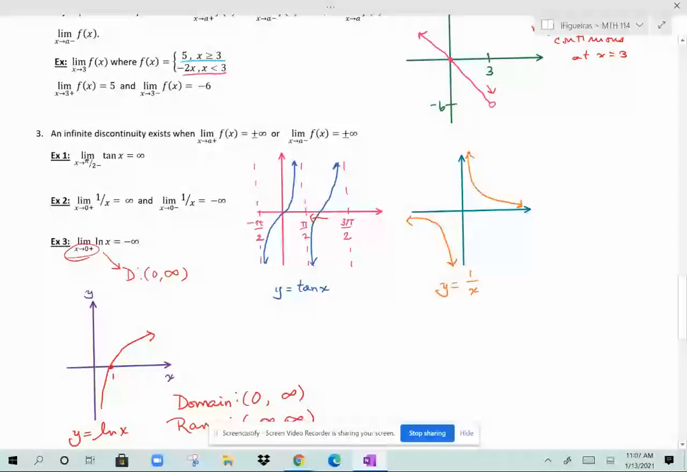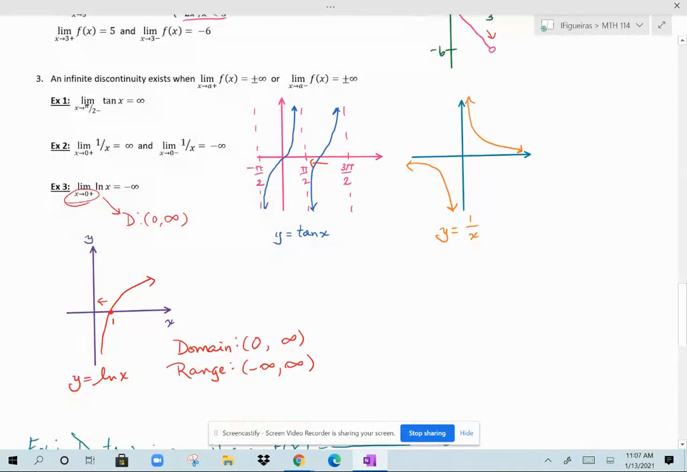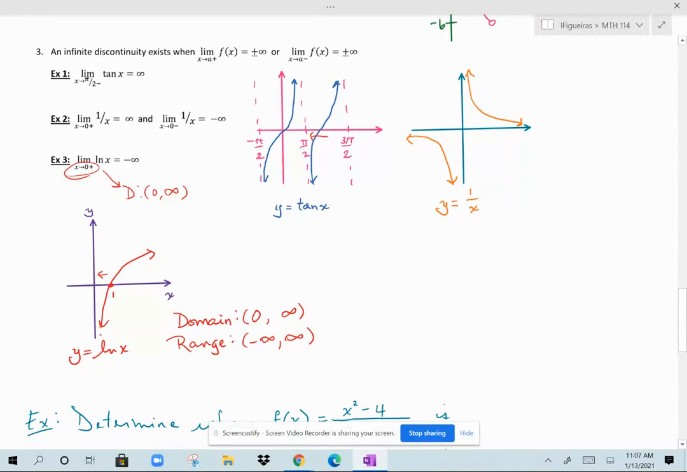So as you approach 0 from the right side, and you look at what the graph is doing, this is going towards negative infinity. So therefore, it's discontinuous at 0. And so here's a reminder. Domain for ln is from 0 to infinity, but the range is negative infinity to infinity. Okay, so that's the 3 types of discontinuities.